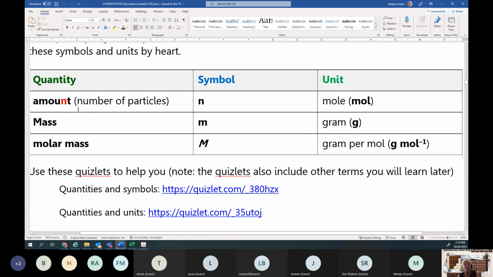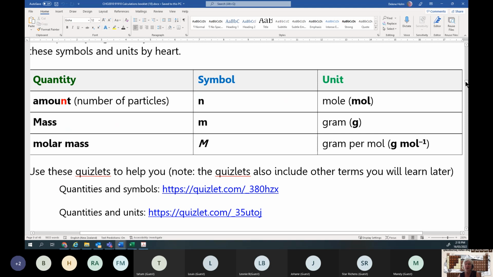So remember I said that amount, think of the n, an amount to make you think of a number of particles, like it's a number, it's an amount. So it's a symbol of n. Mass, it's a small m. Molar mass, because you've got an M and an M, it's a capital M. And then the units are mole, gram, gram per mole.